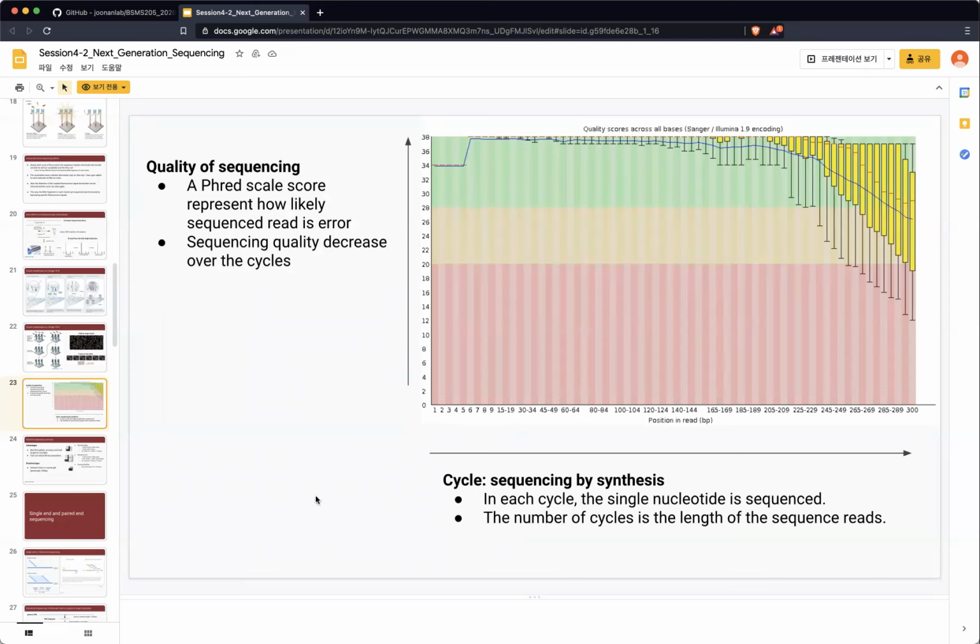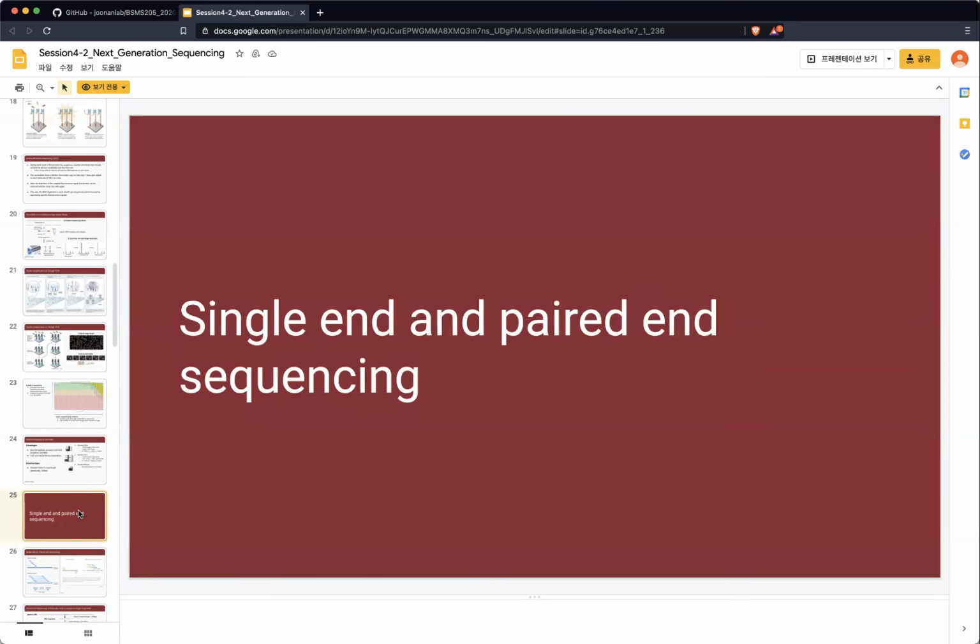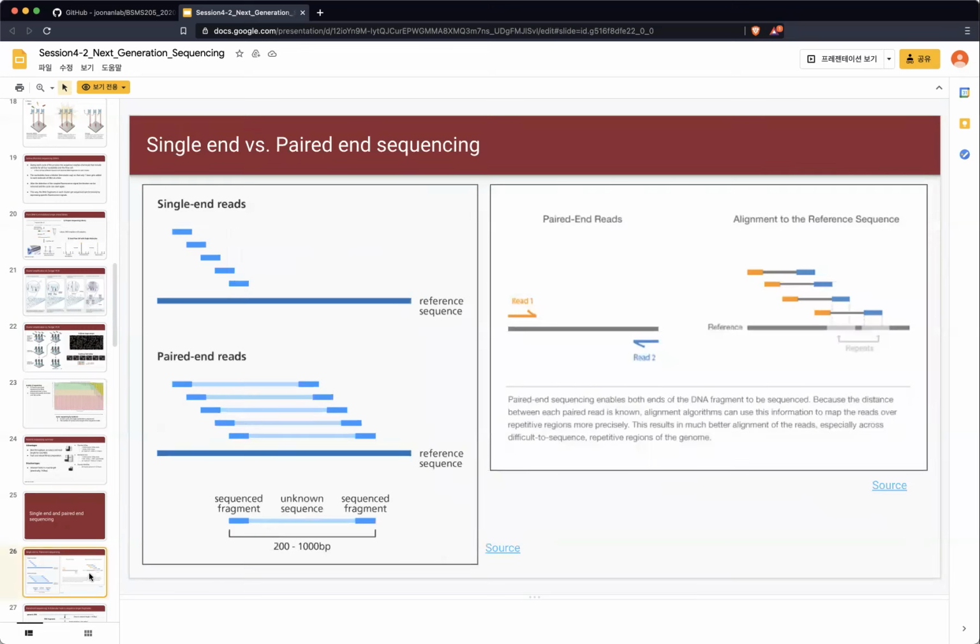Okay, so that is the basic backbone of Illumina sequencing. Then another core concept of sequencing is single-end and paired-end sequencing. Single-end is literally that you get the sequence information from one end, right? So you have the library like in here, right? Okay, so this is the sequence library, right?